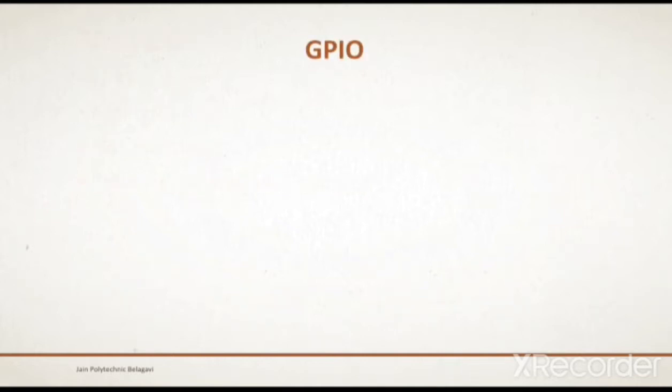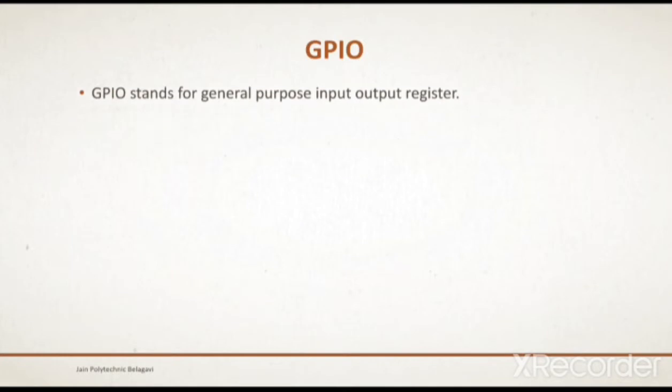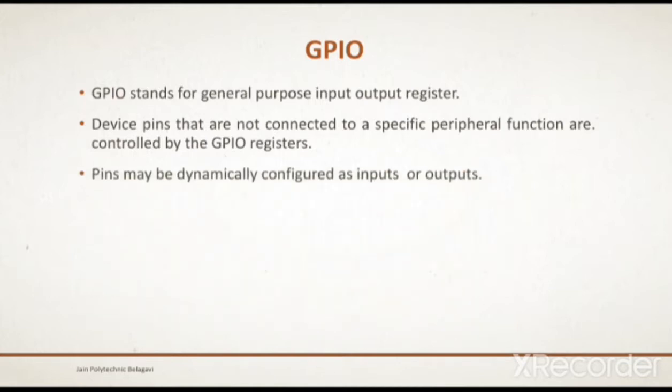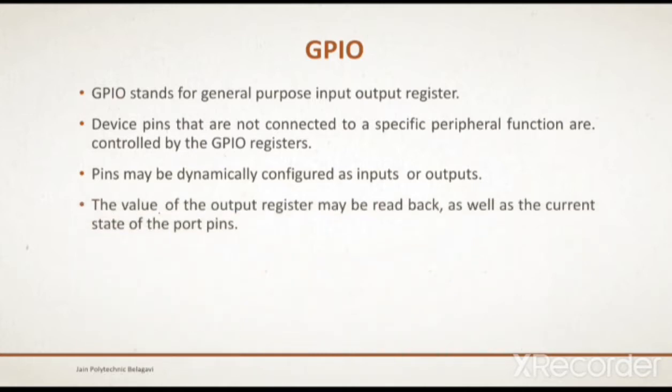The first is GPIO. GPIO stands for General Purpose Input-Output Register. Device pins that are not connected to a specific peripheral function are controlled by GPIO registers. Pins may be dynamically configured as inputs or outputs. The value of the output register may be read back as well as the current state of the port pins.